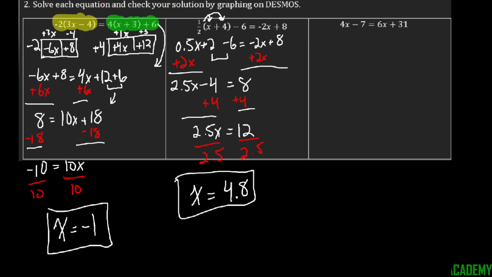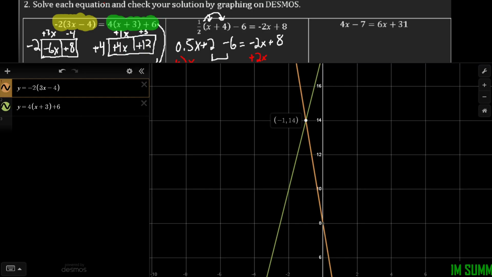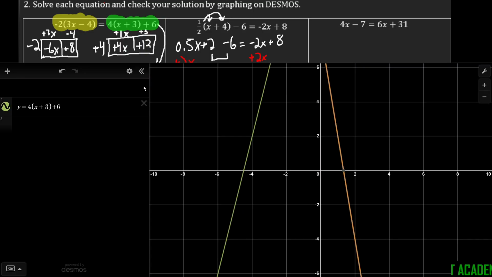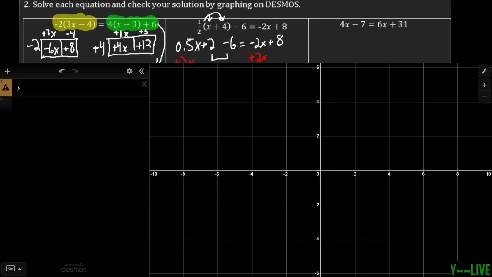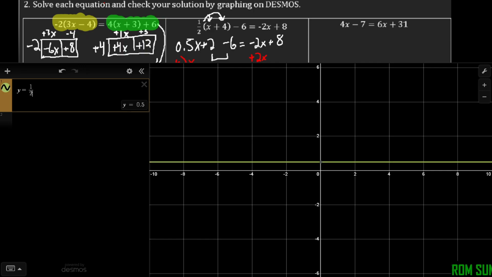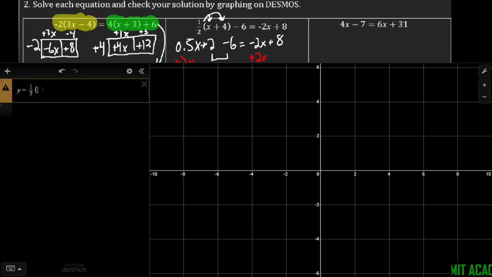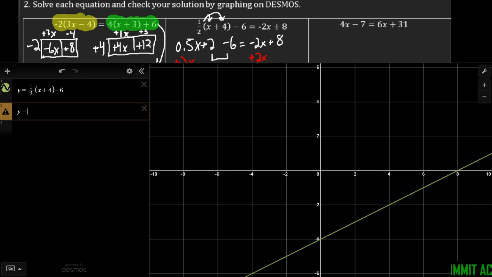Again, same steps as before. We're going to graph our left side and our right side of our equation. So let me hit that home button and clear these two out. Now my left side is y equals 1/2 parentheses x plus 4, and then minus 6. So there's one line, and my second line is going to be y equals negative 2x plus 8. So find where they intersect. Again, I'm looking for the x value. Notice how that x value is 4.8, so we know it's good. So just make sure you're checking using Desmos.